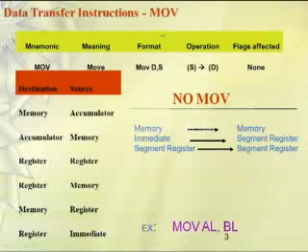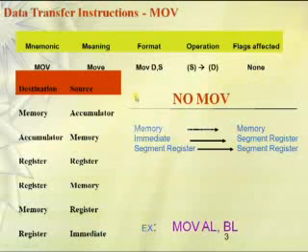The first data transfer instruction is MOV. MOV is a mnemonic, or an opcode, which is given to the processor, telling the processor to do a specific task. Here, MOV is the instruction. The format, or syntax, is MOV D comma S, where S indicates source and D indicates destination. What happens if this instruction is executed? The contents of the source get copied into the destination, and none of the flags are affected.